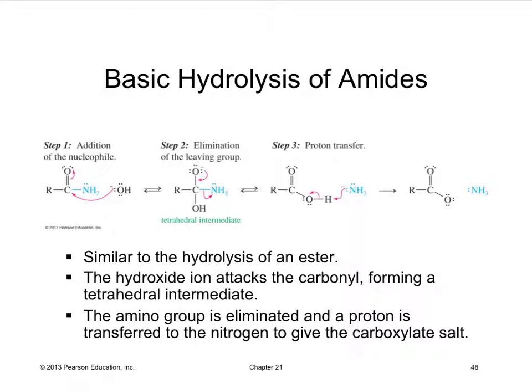Basic hydrolysis of amides. What happens is nucleophilic attack, electrons go up, forming the tetrahedral intermediate, and then electrons will come down and kick off the NH2, which will then deprotonate, forming the carboxylate and NH3.